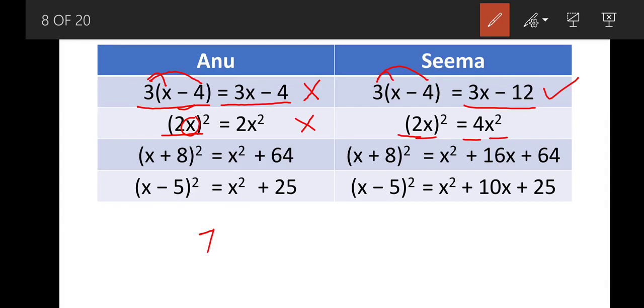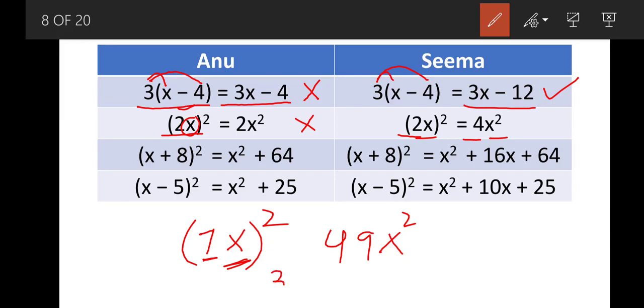For example, let us take one more example, that is 7x whole square. What will be the answer? It will be 7 square is 49, x square is x square. If it is like this, 3x square whole square. 3x square whole square. What is the square of 3? 9. X raised to the power 2 square. Further it will be x raised to the power 4. So you need to do the square of numerical coefficient as well as literal coefficient.